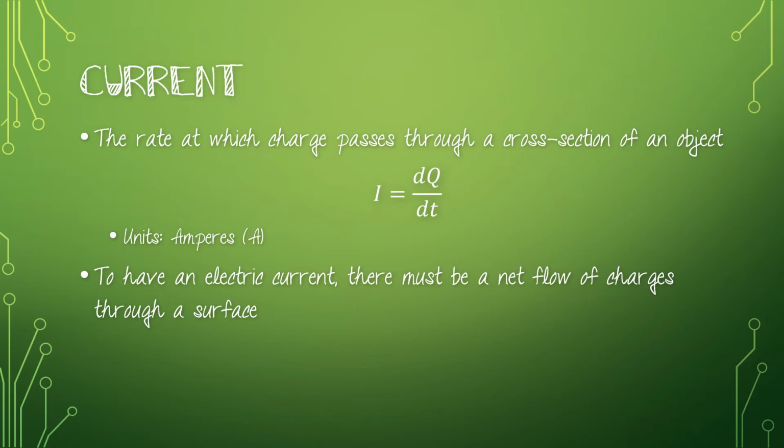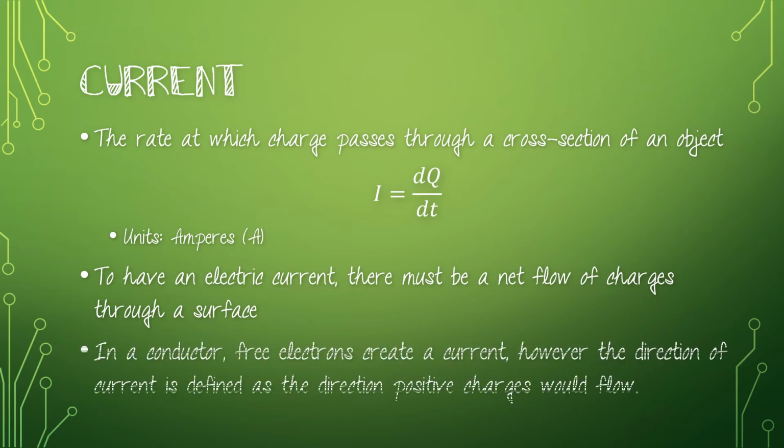If we want to have an electric current, then there must be a net flow of charges through a surface. So charges are moving around constantly. In a conductor, we have free electrons moving around every which way. But if we have an electrical current moving through that conductor, then those charges are all moving in general in that same direction.